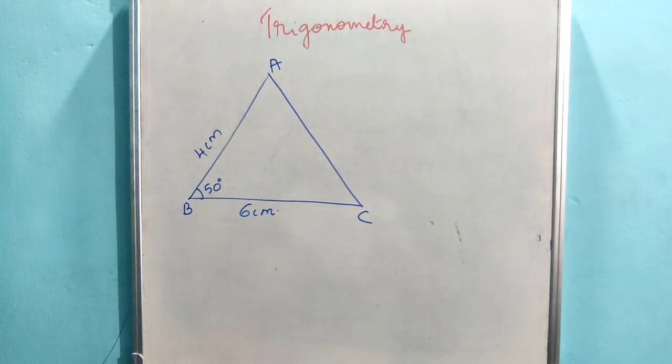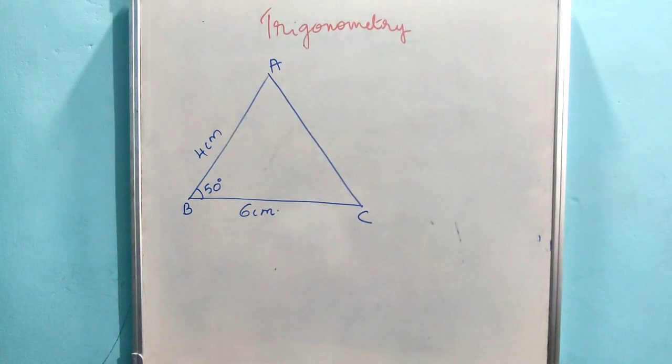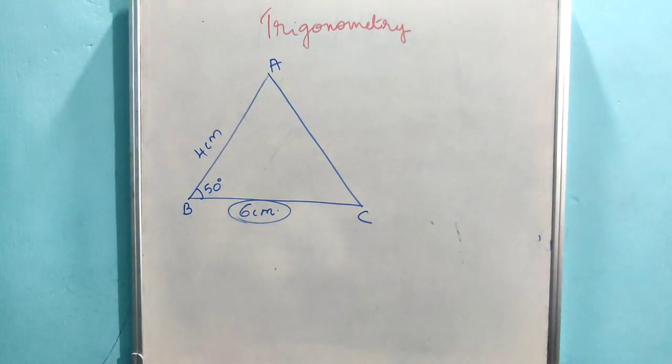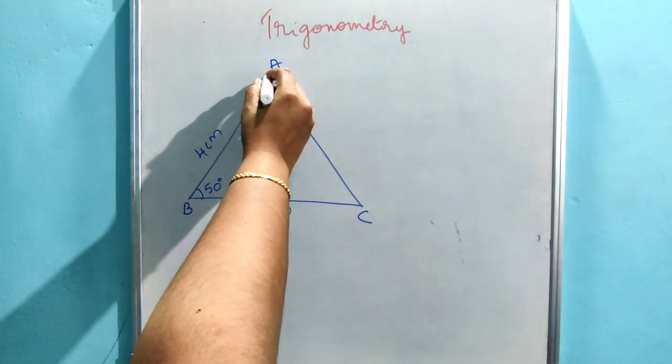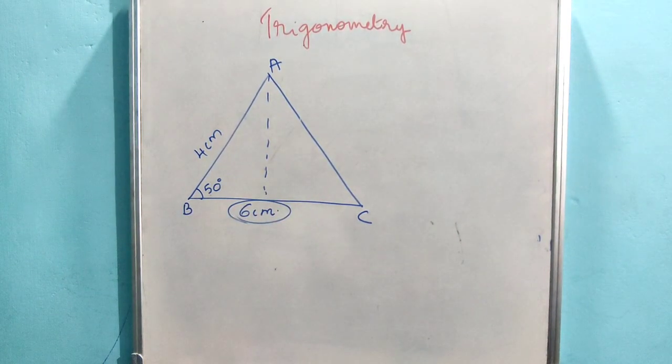Now we have some problems based on the idea of sine and cos. Here we have a question. What is the area of this triangle? This is an application of the sine value and the cos value. So how do we find the area of this triangle? To get the area, what do we need? Yes, we need one side and the perpendicular distance from the opposite vertex, right?